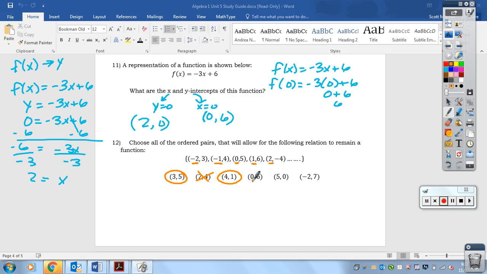If I plug in 0, 6, no, we already have a 0. Sorry, buddy. Can't have more than one of those. 5 comma 0, again, we don't have a 5, so that's good to go. Negative 2, already got one. Sorry, you are out. Again, functions, each x has exactly one y. Can't have that same x showing up twice because that's going to go to two different y's.